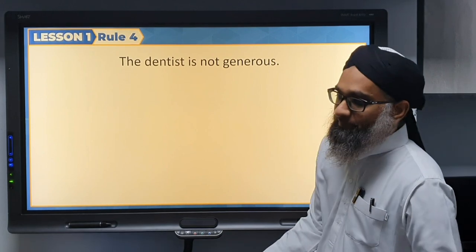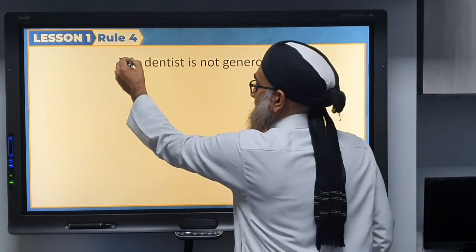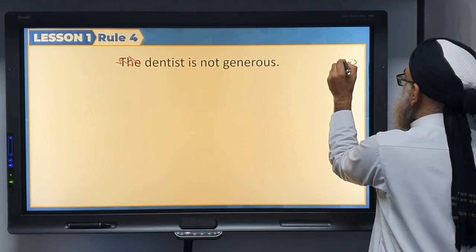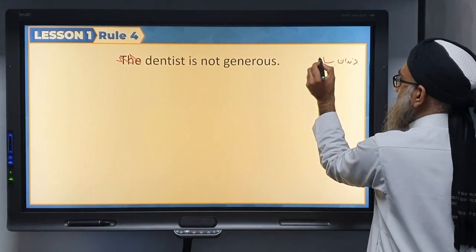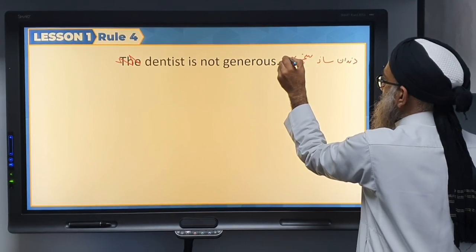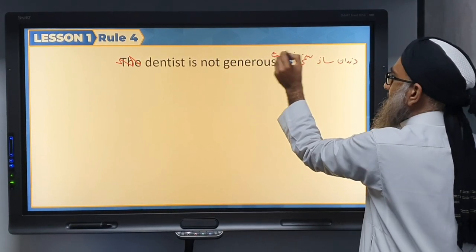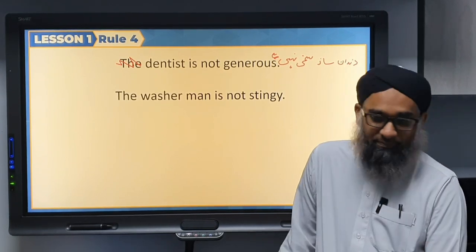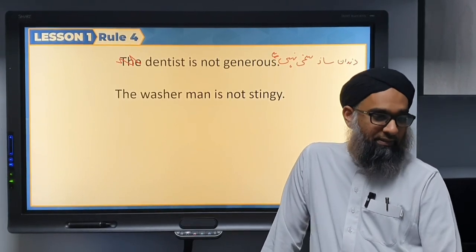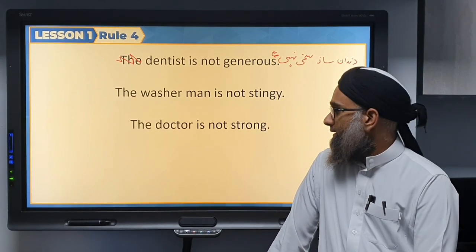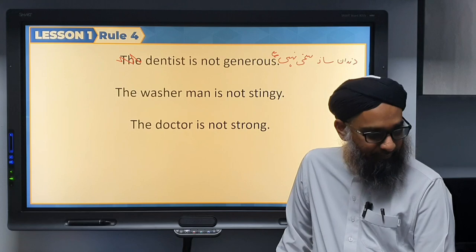How do you do this one? So you say here? Dandan saaz sakhi nahi hai. The dentist is not generous. Dobi kanjus nahi hai. The washerman is not stingy.